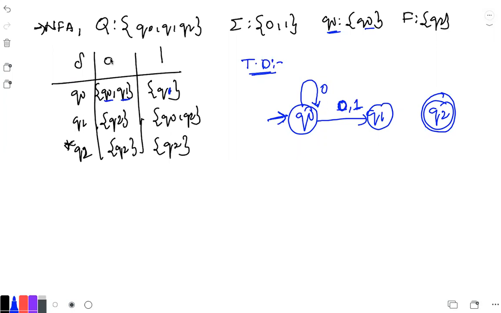Next, come to the case of Q1. Q1 on 0 is Q2. Q1 on 1 is Q0 and Q2. So Q1 on 1 goes back to Q0, and the same Q1 on 1 goes to Q2 also. So again it is 0, 1. Now Q2. Q2 on 0 is Q2. Q2 on 1 is also Q2. Okay. So this is the transition diagram for the given NFA.